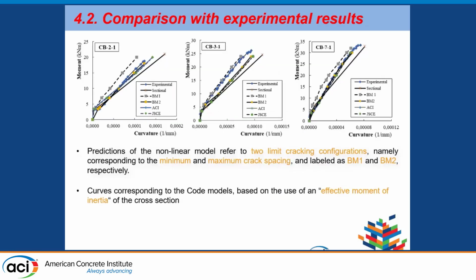Then, moving to the moment curvature curves, here the author analyzed the results that were provided using a sectional analysis. VM1 and VM2 represent the results from the nonlinear model, assuming two limiting cracking configurations, so both the minimum and maximum crack spacing. And then we have the results provided using the ACI model and the Japanese one. It is worth mentioning that the results provided by the model are based on the use of an effective moment of inertia of the cross-section.